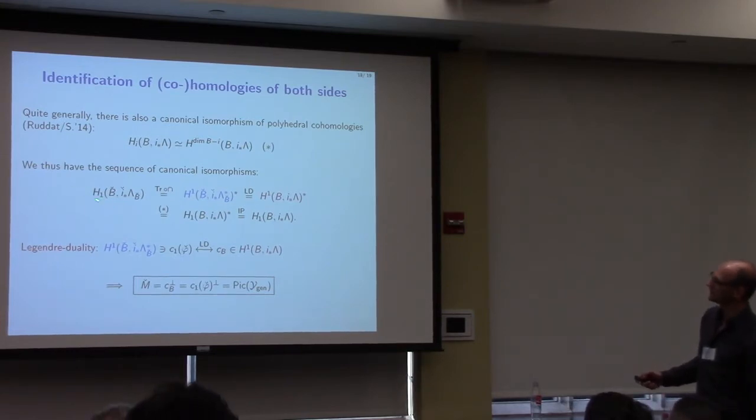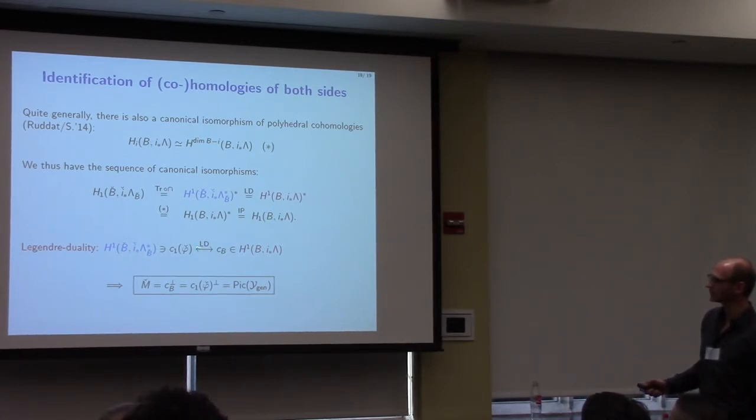I don't really want to read it, maybe. This is the thing with the period integrals. That's Legendre duality that identifies lambda star on the check side with lambda on the other side. And then we have this thing, the Poincaré duality, and then we have the intersection product between the two H1s. Okay? And if you trace through this, you get a canonical isomorphism between the left and the right.